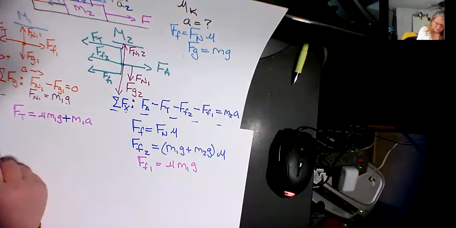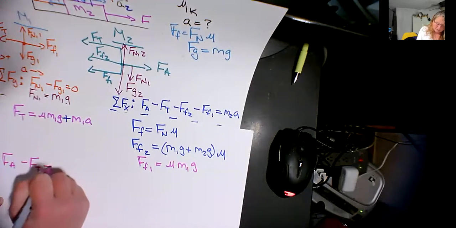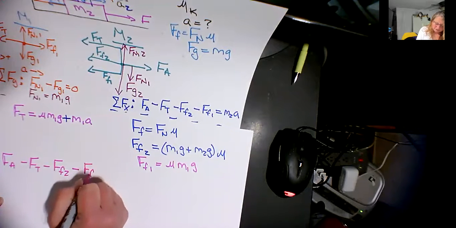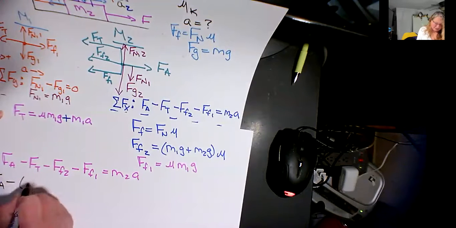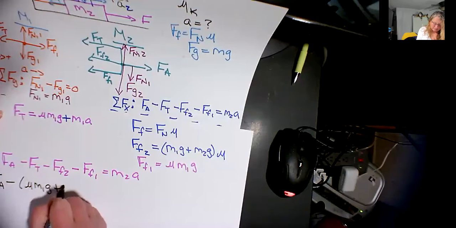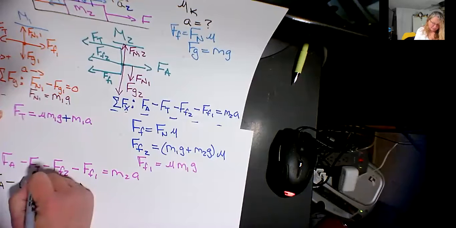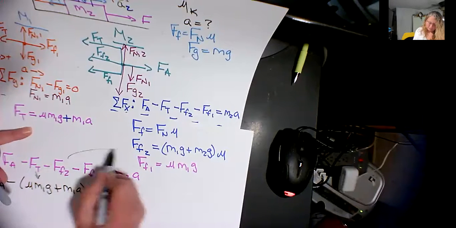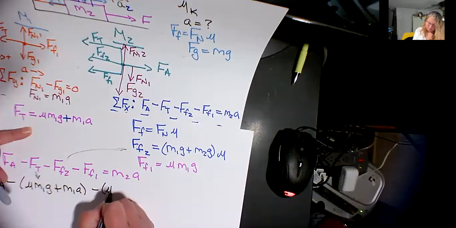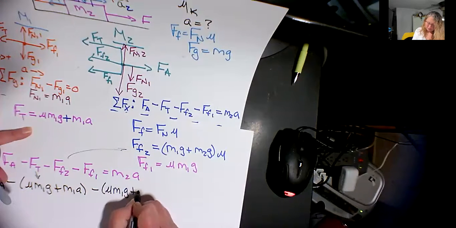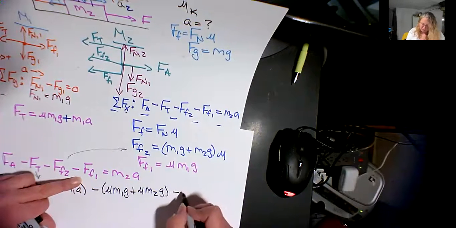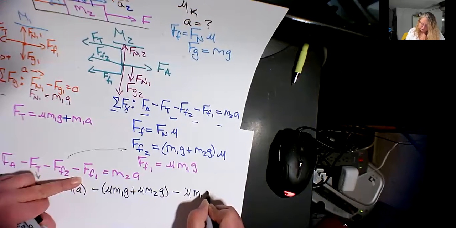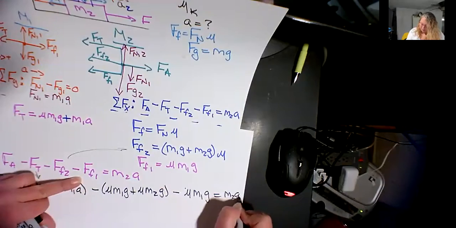Okay, so now we want to make our substitution. So I have force applied minus the force of tension minus the force of friction 2 minus the force of friction 1 equals mass 2 times acceleration. So force applied minus, making this substitution, mu m1g plus mu m1a. So that's my tension. Minus the force of friction 2, so minus, let's just distribute that, mu m1g plus mu m2g. There's that friction part for 2, and then the friction part for 1 is just mu m1g, equals m2a. Whoa.